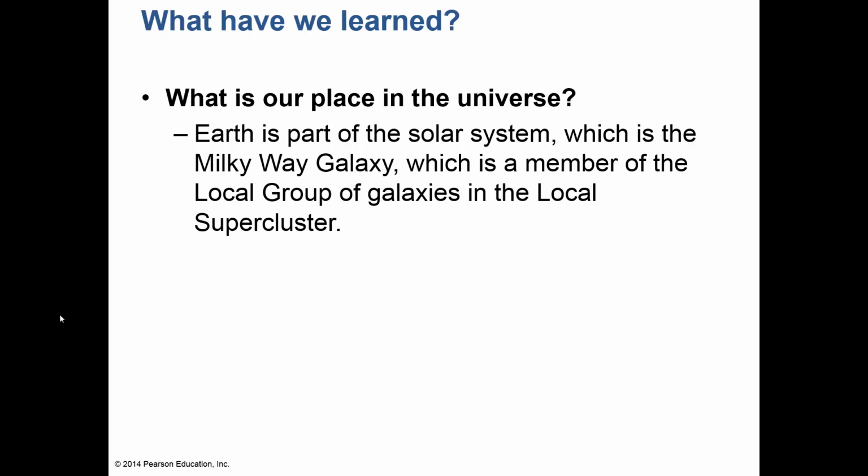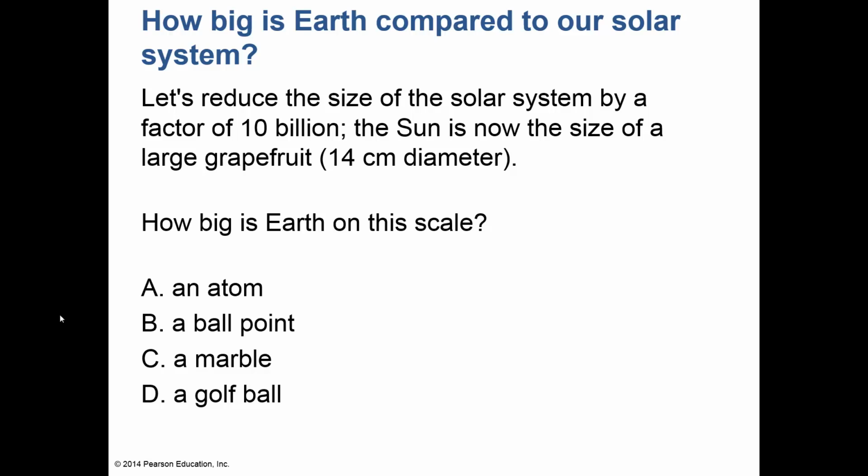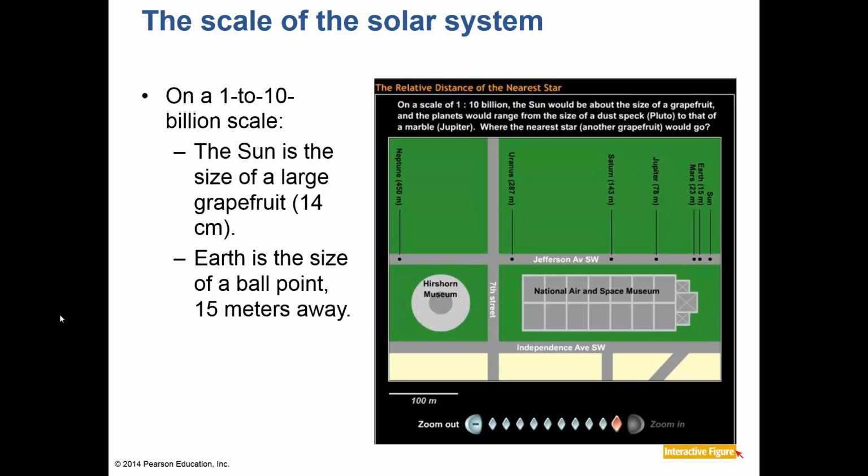So what is our place in the universe? We know the Earth is part of the solar system, which is in the Milky Way galaxy, which is a member of a local group of 24 galaxies in the local supercluster, which has millions of galaxies. So if we were to take a scale of the solar system and put it on a 1 to 10 billion scale, the sun would be the size of a large grapefruit. Earth would be the size of a ballpoint pen, 15 meters away.